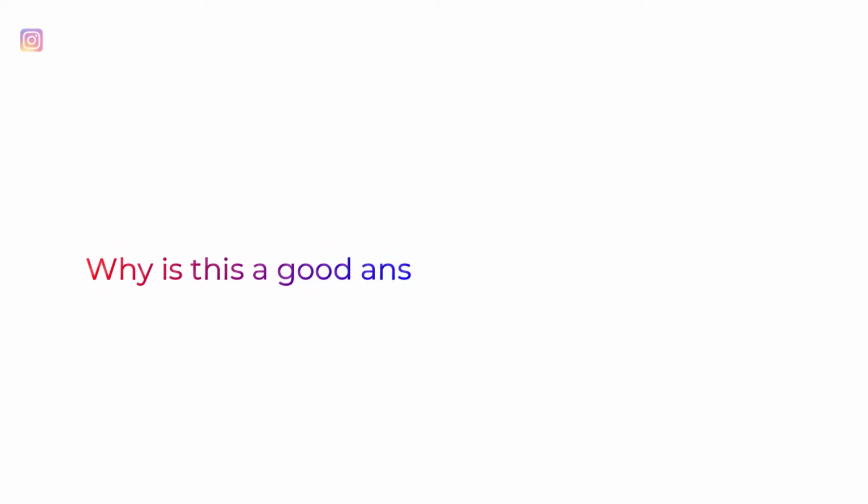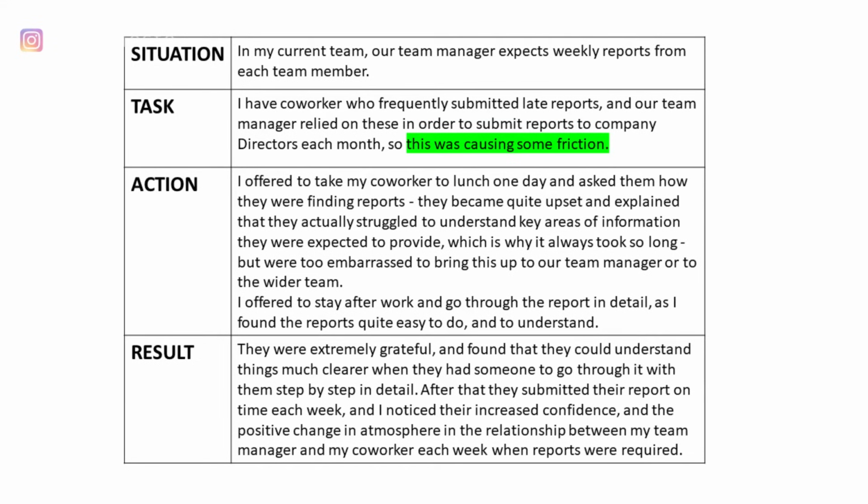So why is this a good answer and how can I use it? This answer shows observational skills. There was friction between the manager and the co-worker, which was picked up on, and it also shows empathy here, where the co-worker was taken to lunch and encouraged to share the problem in an informal setting that was less intimidating.